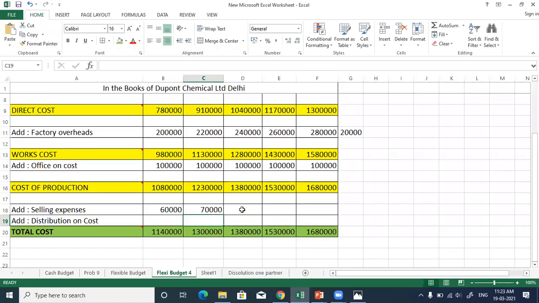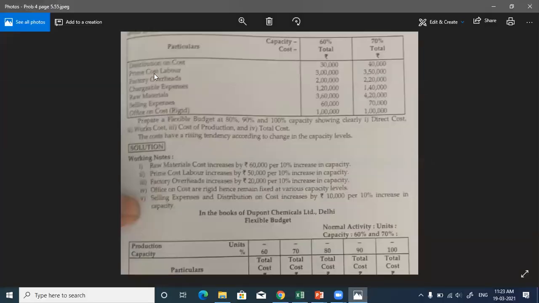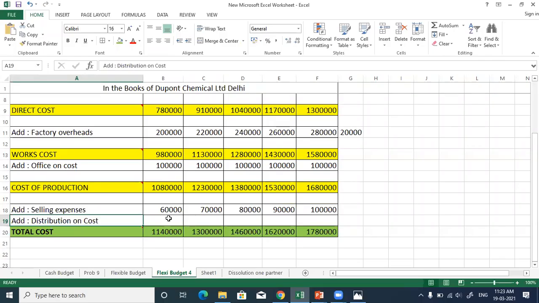So 60 will become 70, 70 will become 80, 80 will become 90, and 90 will become 1 lakh rupees. That is the information they have provided. Now the last remaining is distribution cost. So distribution cost is given here. First item 30,000, 40,000. I'll write here 30,000 and 40,000.